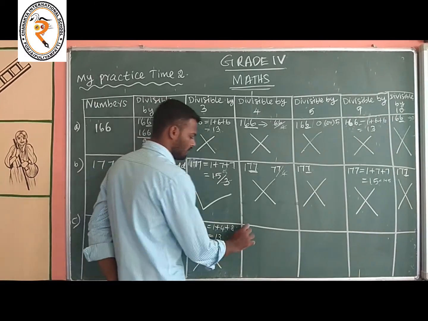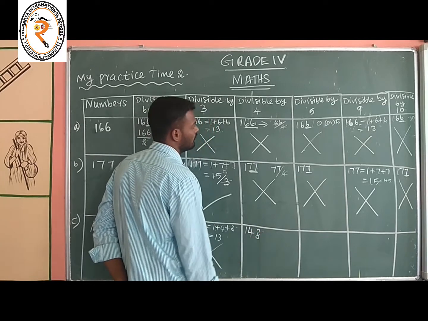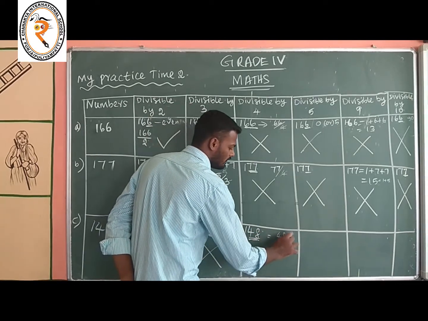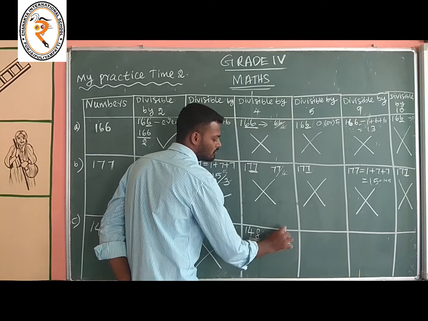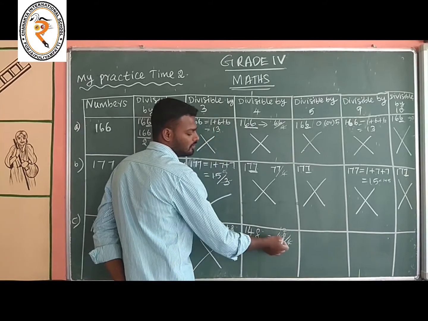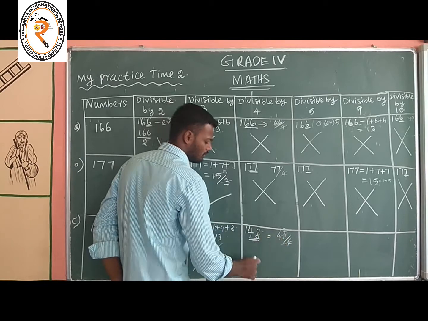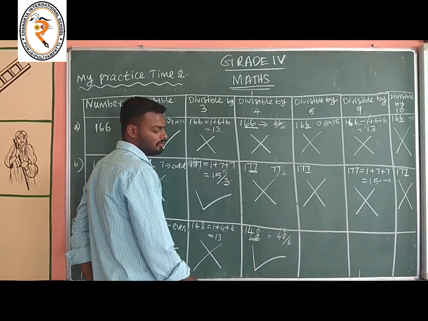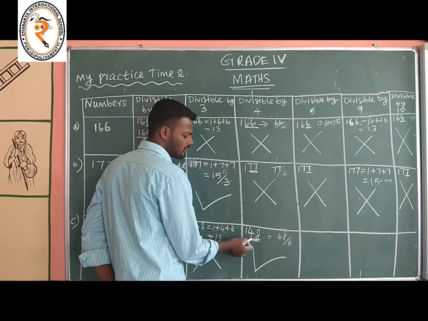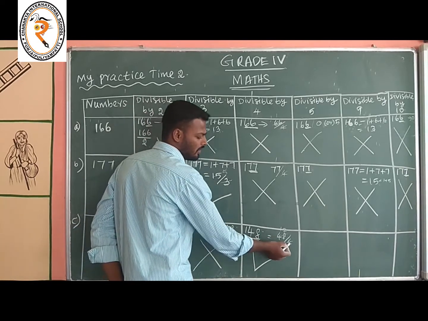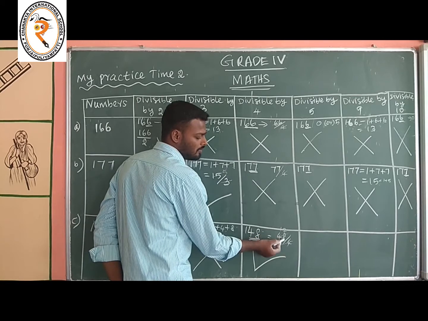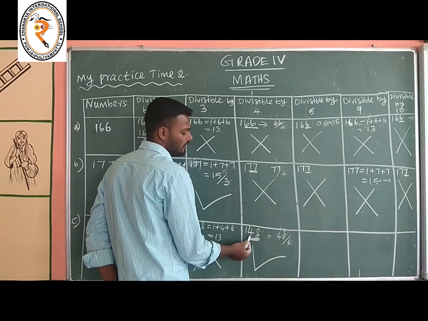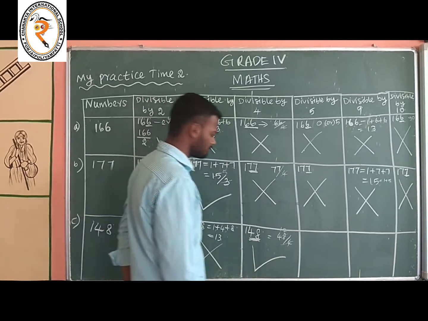Next, is 148 divisible by 4? The last two digits are 48. 48 divided by 4: 4 goes 1 time and 8 goes 2 times, so it divides exactly. The last two digits are divisible by 4. Therefore 148 is divisible by 4.